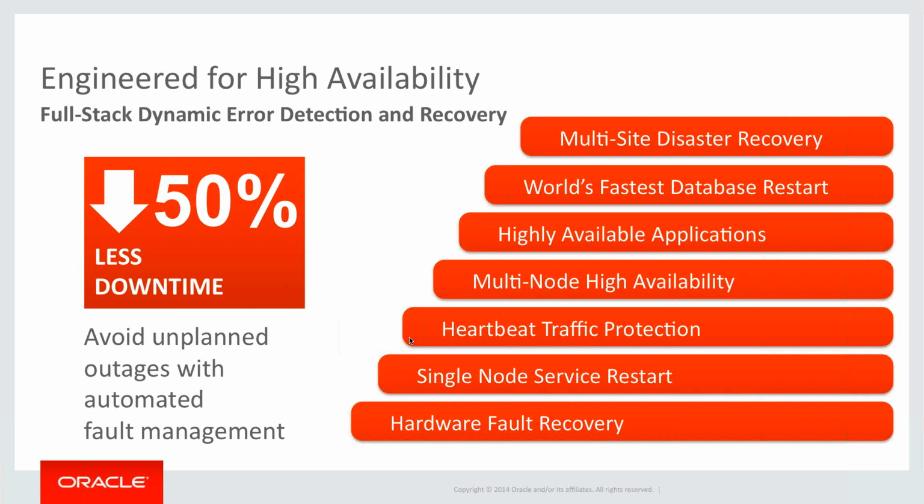Heartbeat traffic protection, I mentioned this earlier, the fact that we can actually isolate flows within the network environment so that if you have something like a RAC heartbeat, we can protect that and make sure that it stays up so that you don't have any false failures while you're running on here. Multi-node HA with Solaris Cluster is built in as well. Not only that, but we also, of course, have multi-site disaster recovery so that you can actually do global recovery in the face of site-wide outages.